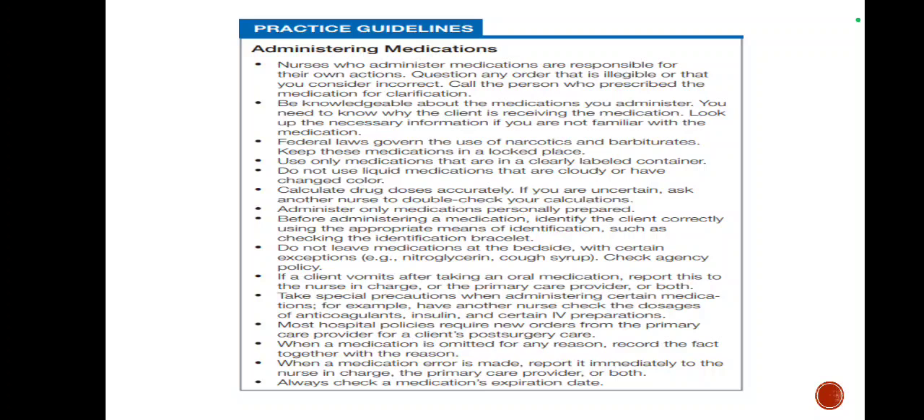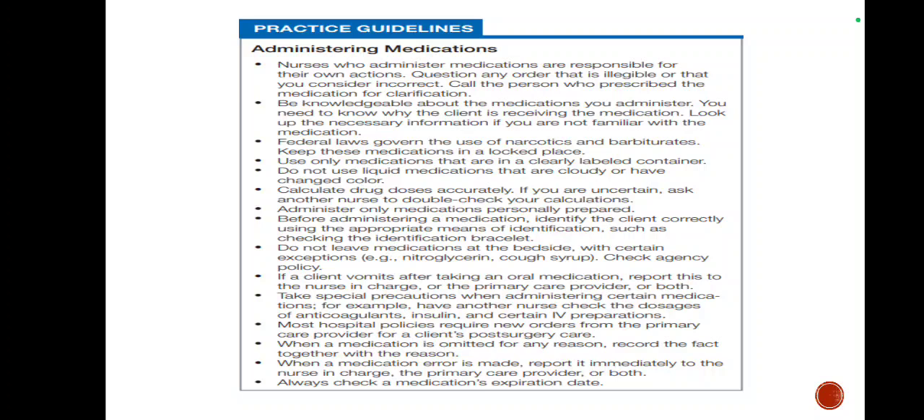And then federal laws govern the use of narcotics and barbiturates. So you have to be careful of that, because you have to check if the patient will be dependent on specific medication, because it may lead to addiction. Then keep these medications in a locked place. Use only medications that are in clearly labeled containers. So if there is no label, then you have to discard it.